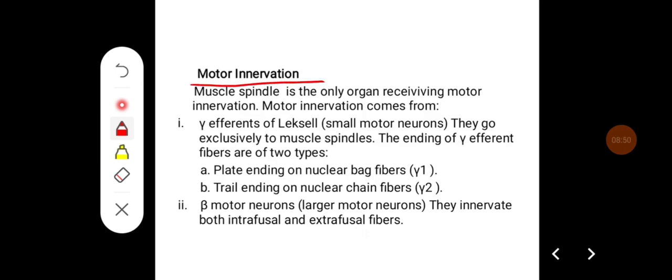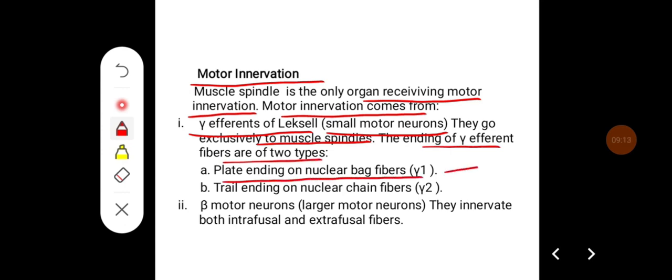The muscle spindle is the only organ receiving motor innervation, and the motor innervation comes from gamma efferents, that is, of Leksell. They are the smaller motor neurons, and they go exclusively to muscle spindles. The endings of gamma efferent fibers are of two types: plate endings on the nuclear bag fibers, nomenclated as gamma 1, and trail endings on the chain fibers, nomenclated as gamma 2 fibers. Beta motor neurons are the larger motor neurons, and they innervate both intrafusal as well as extrafusal fibers.